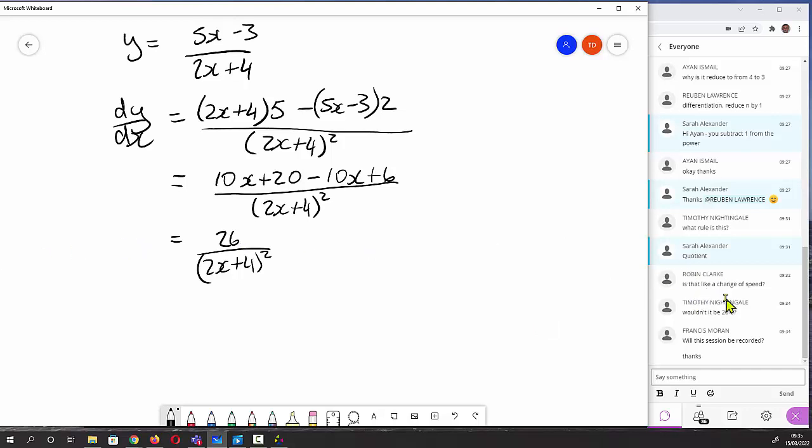Is that like a change of speed? Yes, Robin. Let me just go over that. That's what I was trying to do earlier. If you've got a distance, which is a distance x, and you calculate the rate of change of distance, that gives you speed, doesn't it? So if the distance is 100 miles and the time is 5 hours, the rate of change of distance is the speed. That's 100 miles an hour or whatever it happens to be.